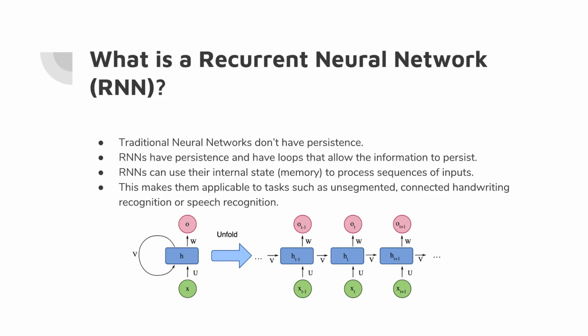The past events get stored in the internal state or memory of the RNN, and then this memory can be used for processing further inputs. Hence this property of RNNs makes them applicable for tasks such as unsegmented connected handwriting recognition or speech recognition.